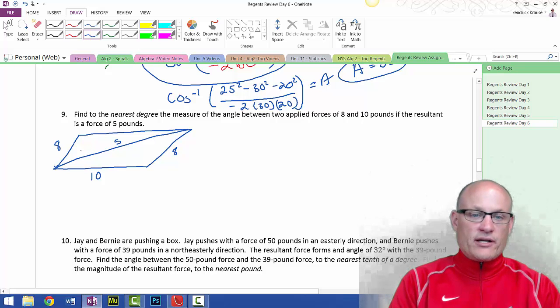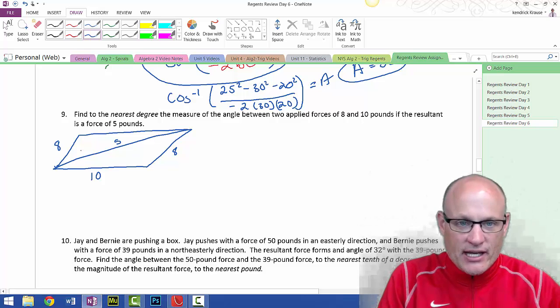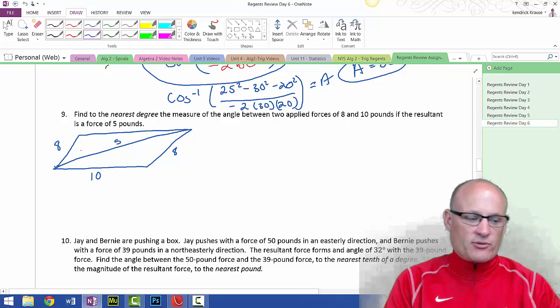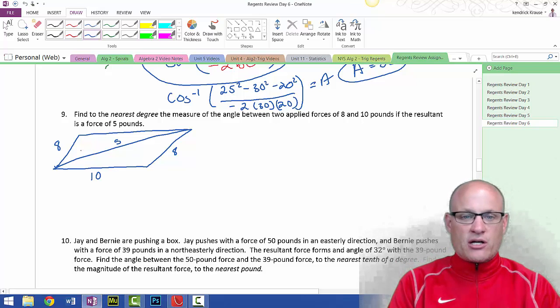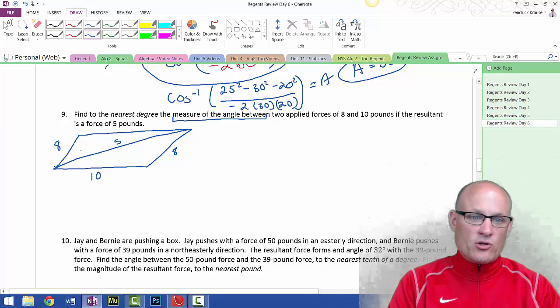Oh, yes, great. I have side, side, side again. So you know we're doing the law of cosines, which is a little bit more complicated. So we want to find the measure of the angle between the two applied forces. So we're looking for this angle. And I told you a little while ago, you can't find that angle. You have to find this angle right here. This is the angle you have to find.